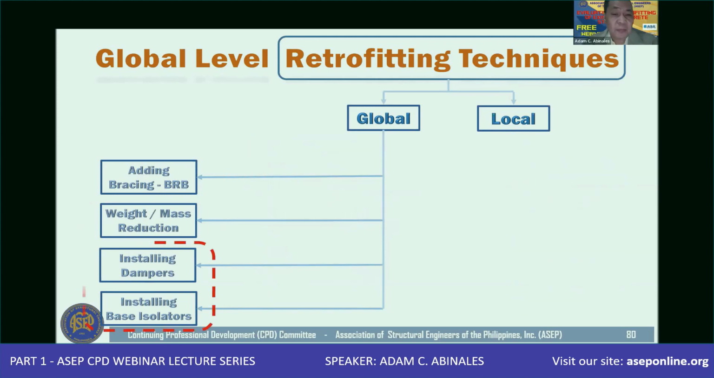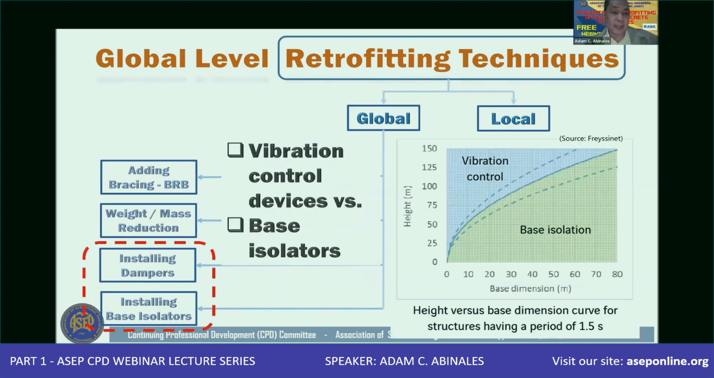Now, let me proceed to the introduction of passive systems or isolation, something like controlling the vibration of the building, or decoupling the superstructure from the substructure. So either you use dampers or you use base isolators.